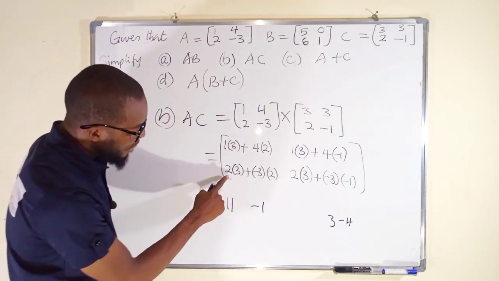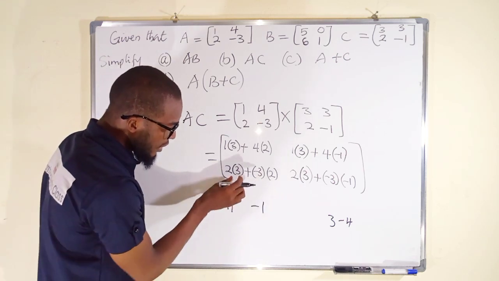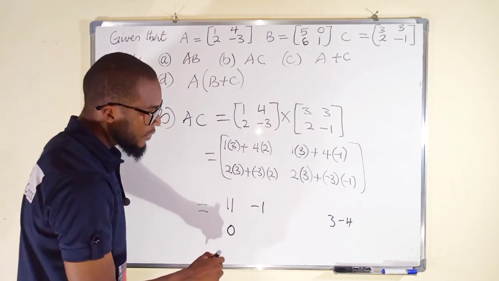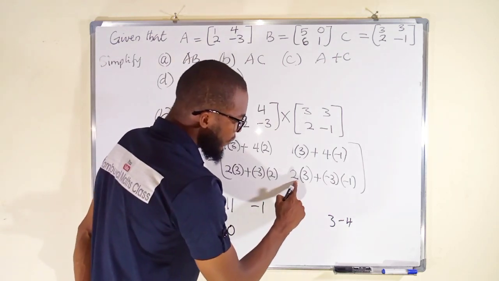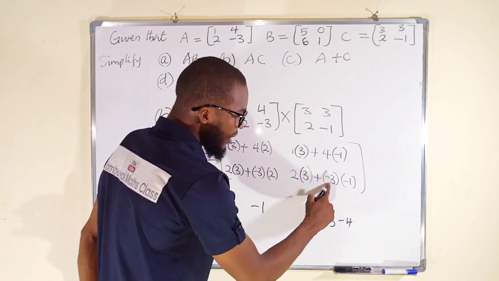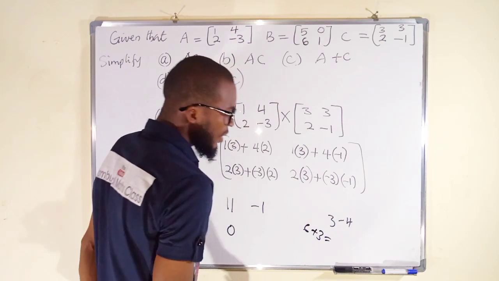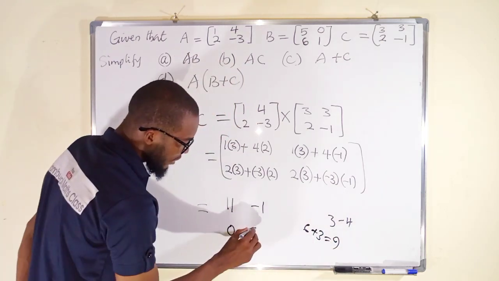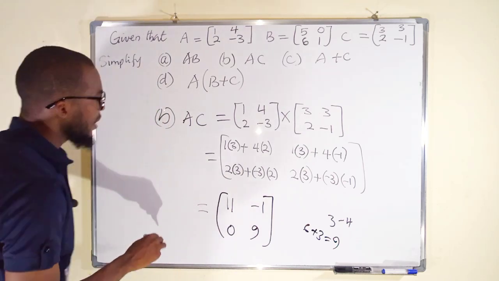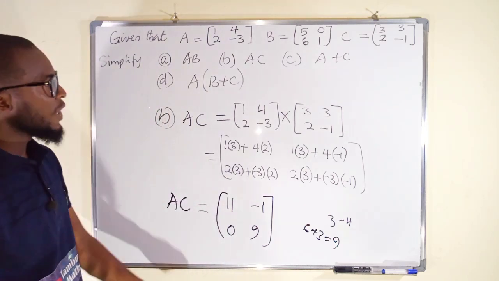Coming down here, you can see this is 6. This is negative 6. It is going to be 6 minus 6, which is 0. Here we have 2 times 3 is 6. Negative 3 times negative 1 is positive 3. If you add them together, you shall obtain 9. So this is 9, which is the result after multiplying matrix A by matrix C.